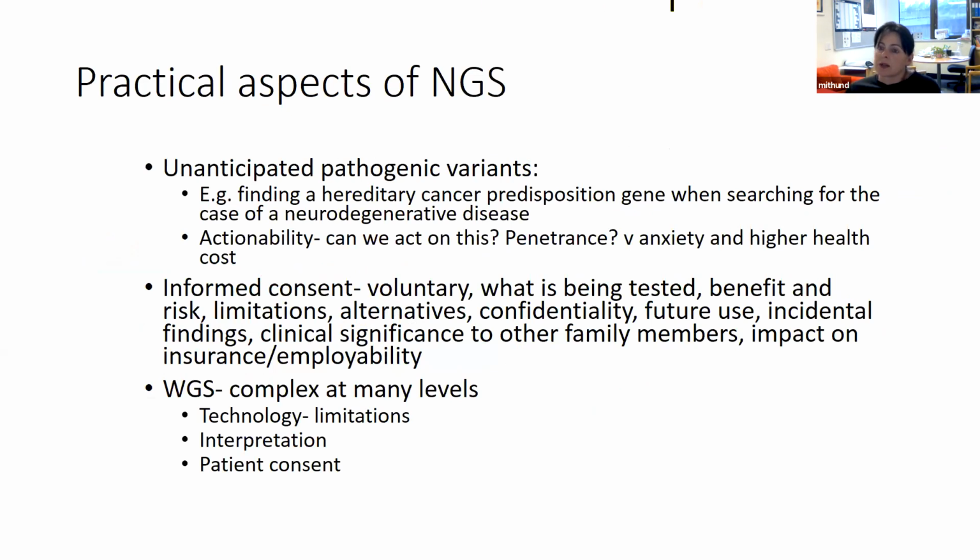Key issues with sequencing and this kind of technology are unanticipated pathogenic variants. If you're looking at whole genome data, then you're going to find a lot of information that you're not looking for, so that can be a difficult complication. You might find a hereditary cancer predisposition gene when you're looking for something else, like a neurodegenerative disease. And so the difficulty here is, what do you do with this information if you can't act on it? Obviously it's the patient's information, but once you have this information, you can't take it away.